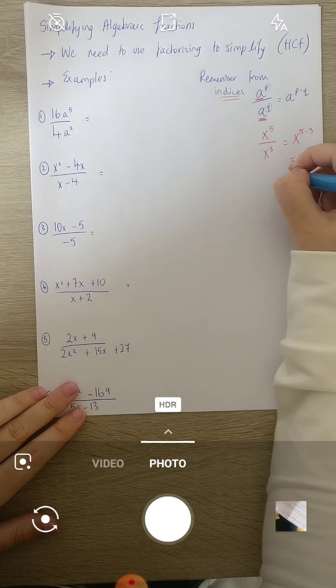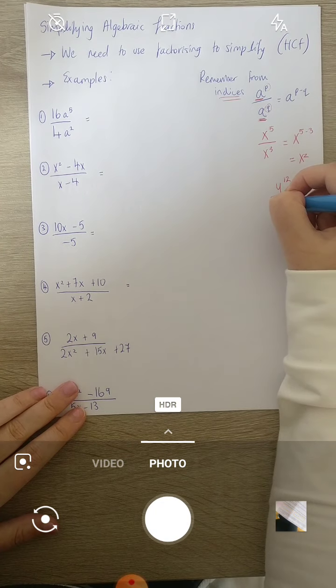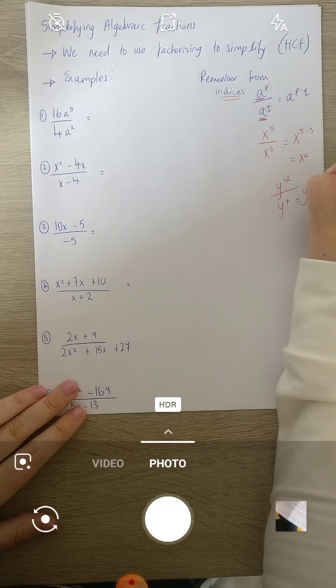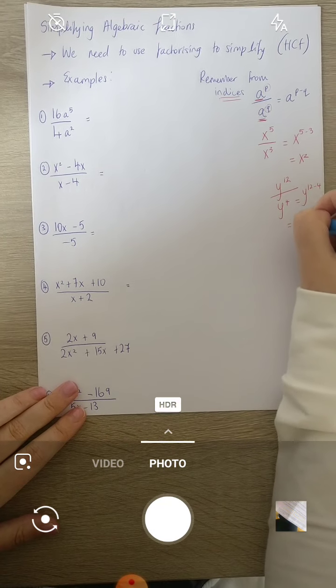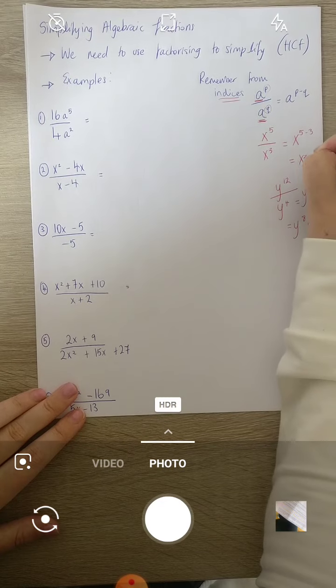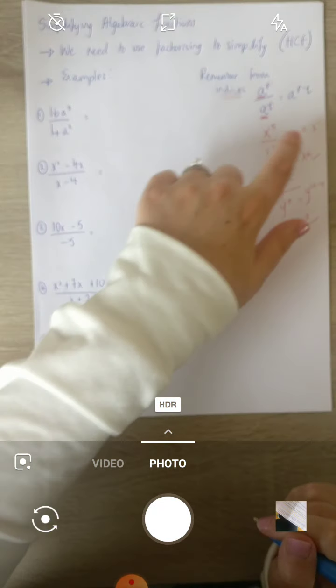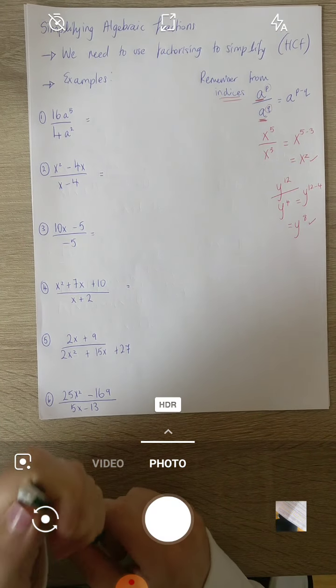If we had y to the power of 12 divided by y to the power of 4, we would have y to the power of 12 minus 4, which is y to the power of 8. So keep in mind, it has to have the same base for this principle to work. Okay, so the base there is the letter.